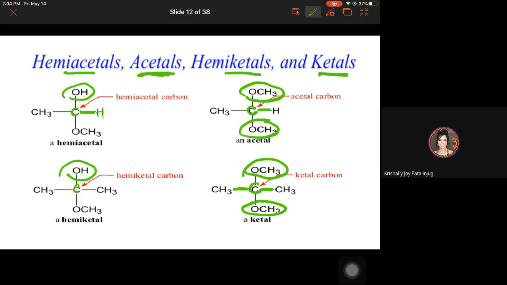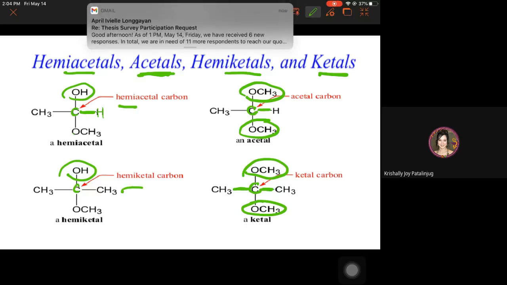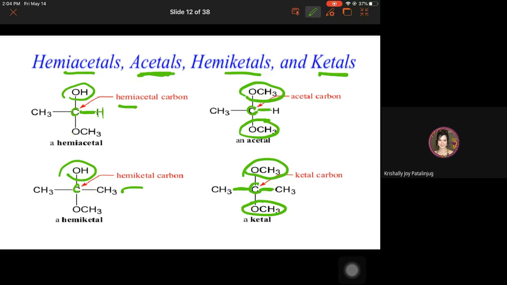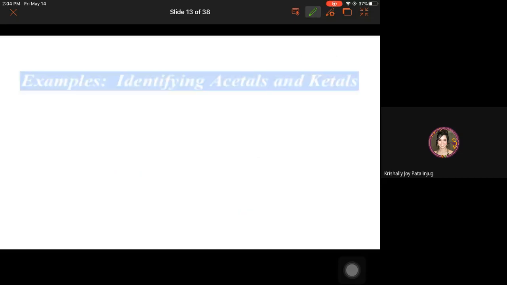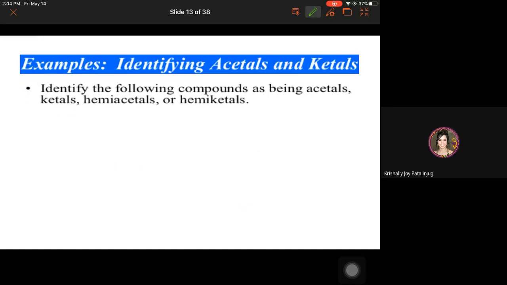Okay? So again, kung hemi, OH inyong timailhan. Then kung nakita nimo walay OH, so naa na sa acetal or ketal. Then presence of hydrogen na lang dayon. Sige, let's have the following examples. You type in your answer. Okay, the first structure, naa OH, very obvious. Attached on the OH, naa OR. Then naa siya hydrogen and this is very good. Hemiacetal, very good. Okay, it's hemiacetal.